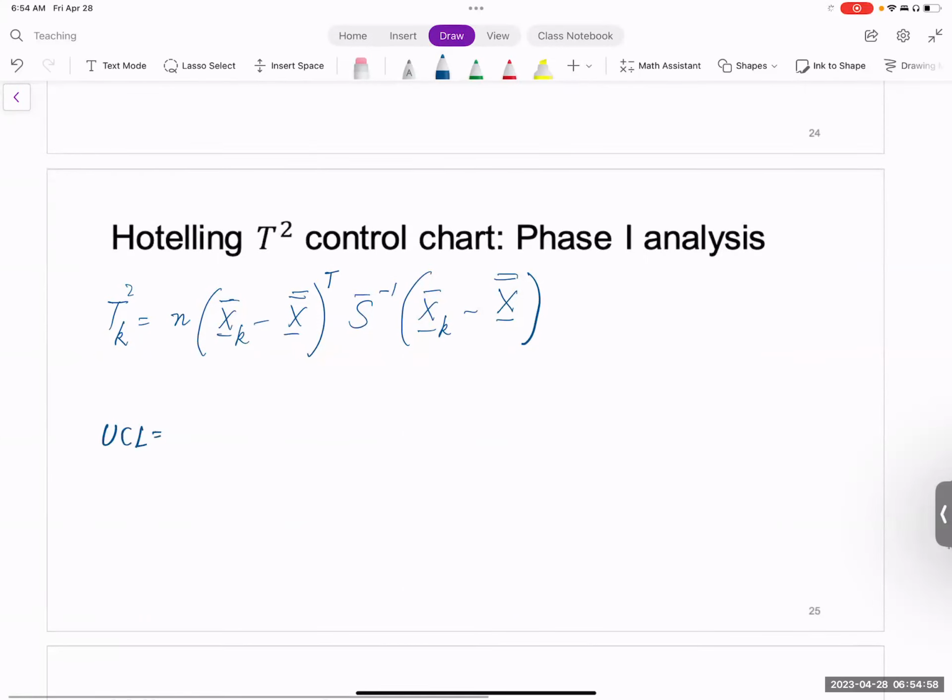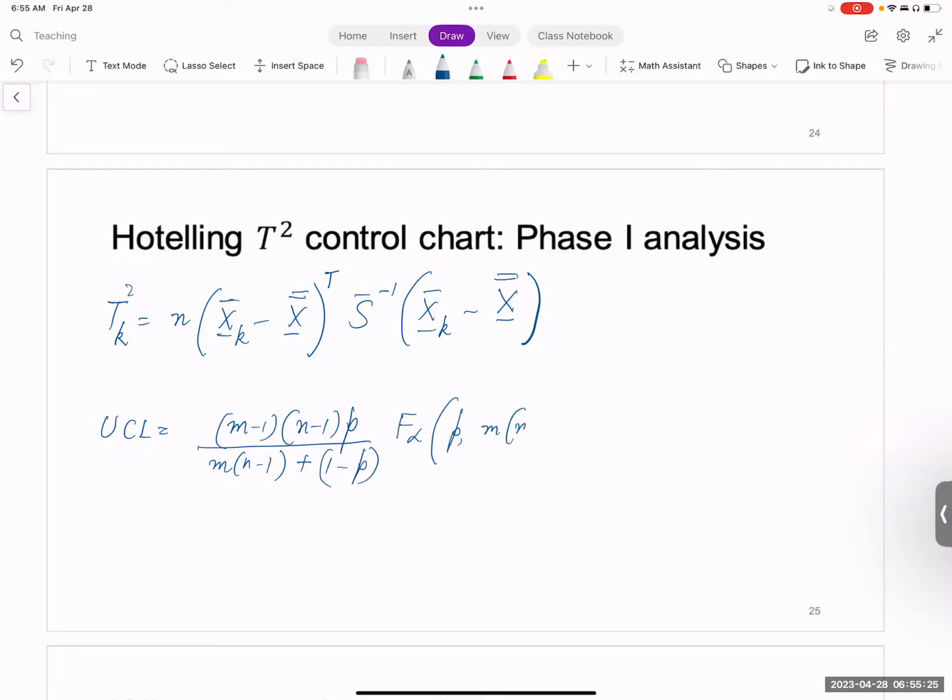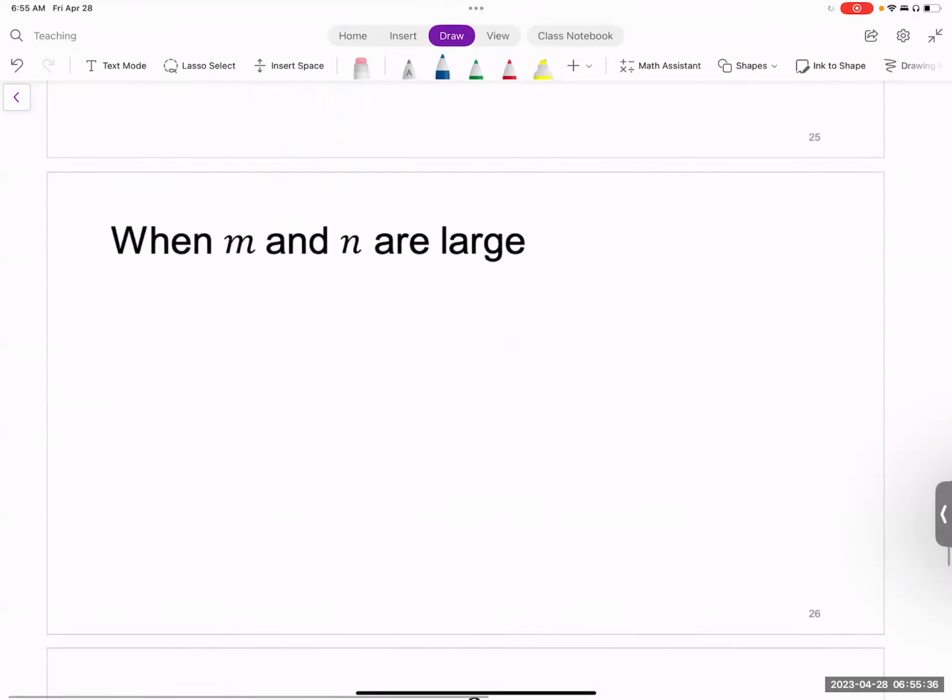And then you have your UCL, which is equal to m minus 1 times... Now, all of a sudden, my pen thickness has changed. This is very surprising today. UCL is m minus 1 times n minus 1 times p, divided by m times n minus 1 plus 1 minus p, times F of alpha, p comma m times n minus 1 plus 1 minus p. Very good. So now we have a statistic. Let's look at a problem.